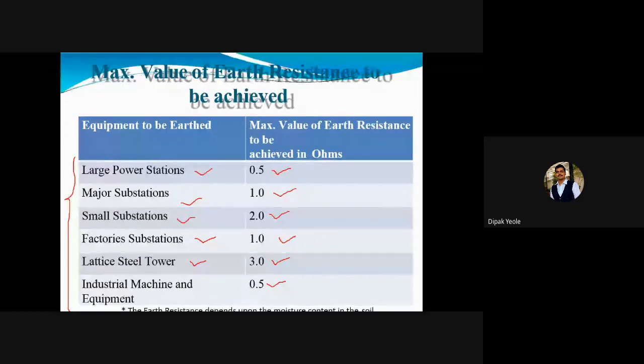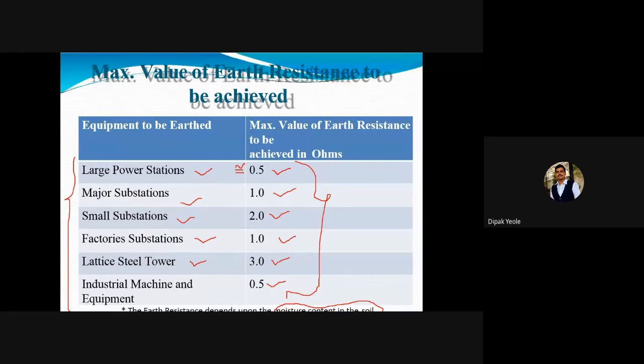So I have to make one note. What is the note? The earth resistance depends upon the moisture content in the soil. We know that it is not ideal for all the 12 months. So this value is going to change over the period of time. But we have to maintain an approximate value near to this value. Yes, तुम्हाला कळत असेल की नियरलीचा सिम्बॉल असा असतो. Hence, these are the equipments to be earthed.